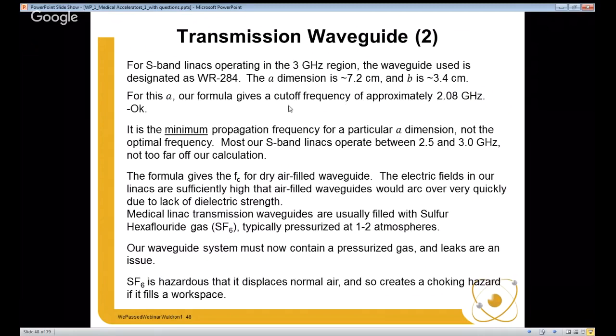According to our formula, this gives a cutoff frequency of about 2.08 gigahertz. That's the minimum frequency, so as long as we're above that, we should be fine. And most of our equipment operates between 2.5 and 3 gigahertz.